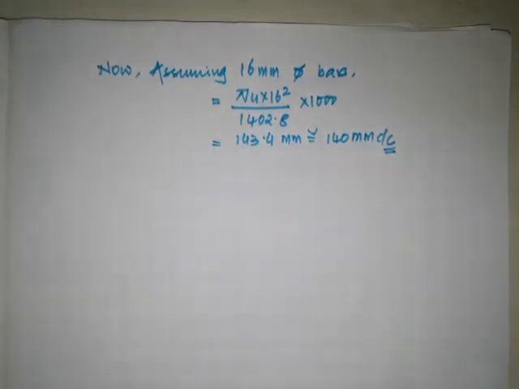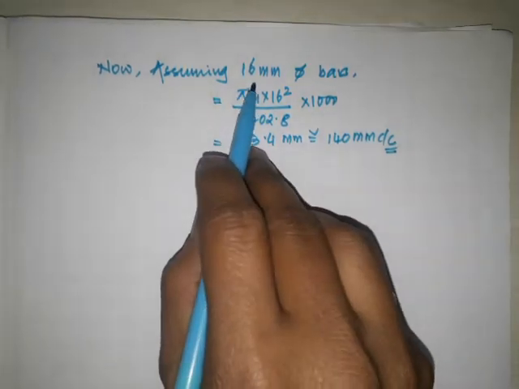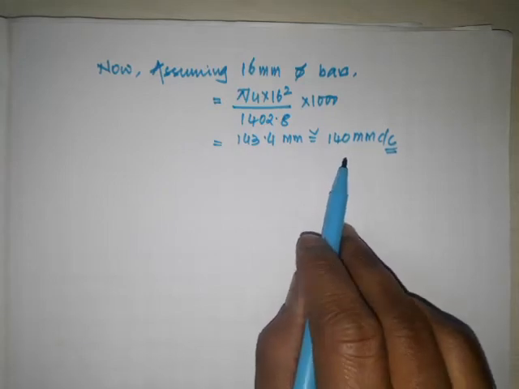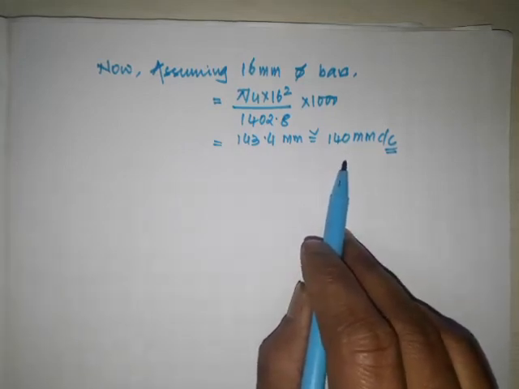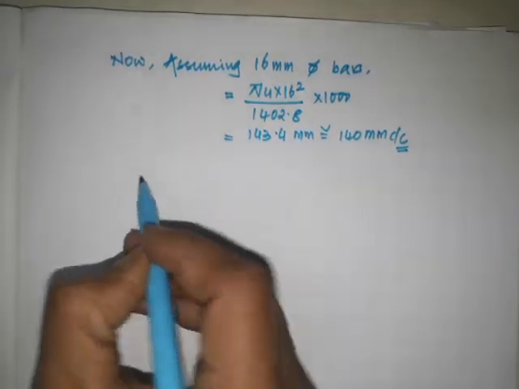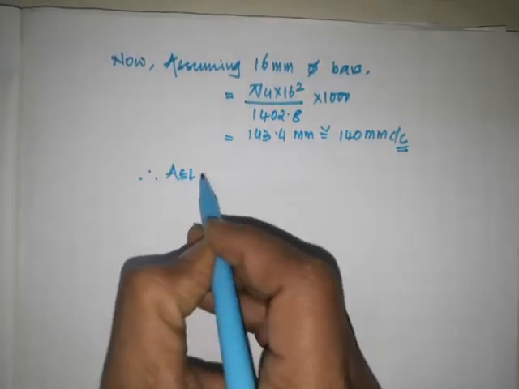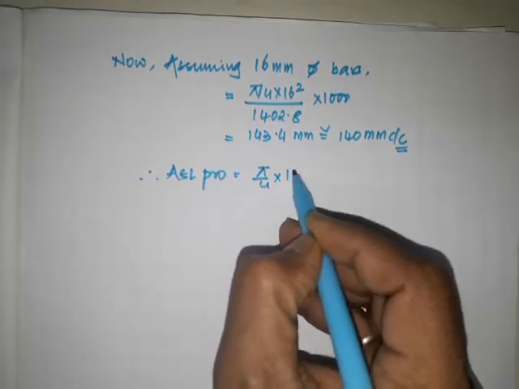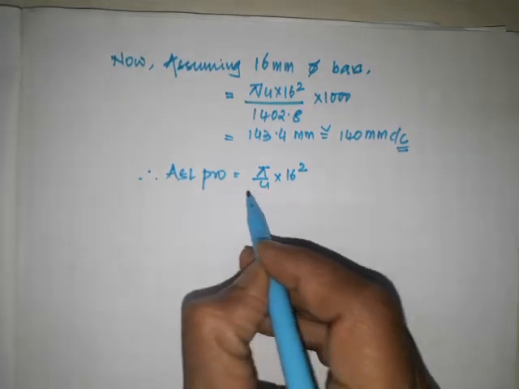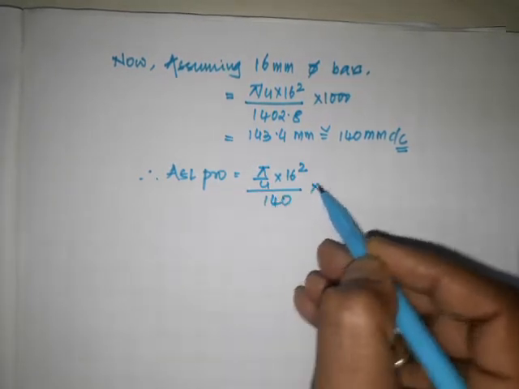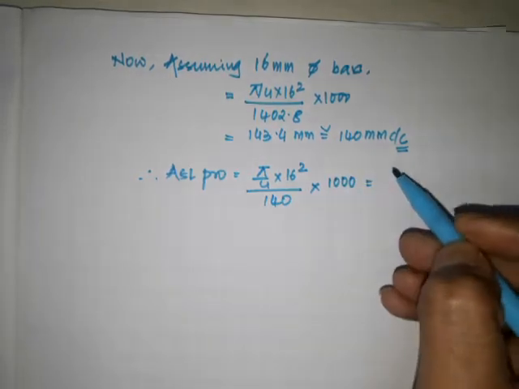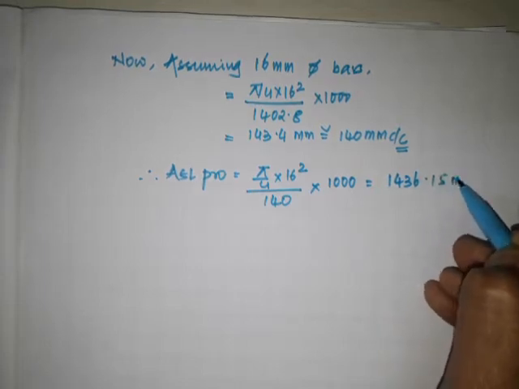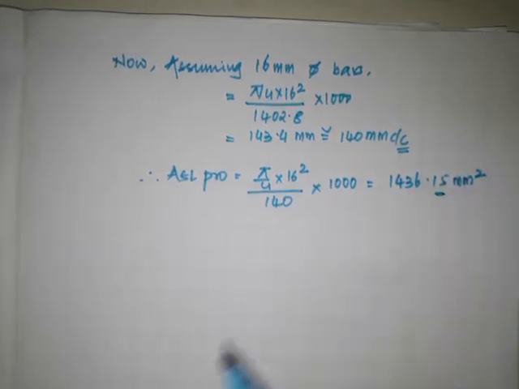So in the walls we have to provide the reinforcement of 16 mm dia at a distance of 140 mm center to center to resist the hoop tension. Okay, so therefore AST provided will be, immediately you have to find out the AST provided, that is pi by 4 into 16 square divided by 140 into B. So AST provided will be 1436.15 mm square. So we have provided this much area of steel.